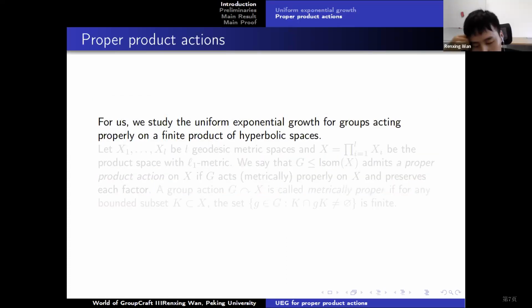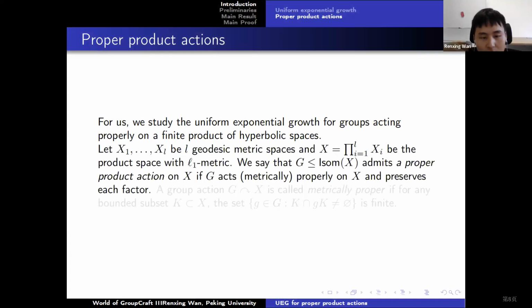Okay, and for us, we studied the uniform exponential growth for a group acting properly on a finite product of hyperbolic spaces. So I'll briefly introduce what a proper product action is. Given some geodesic metric spaces X1 to Xl, we denote X to be the product space with the L1 metric. A group G admits a proper product action on X if G acts properly on the product space X and preserves each factor.